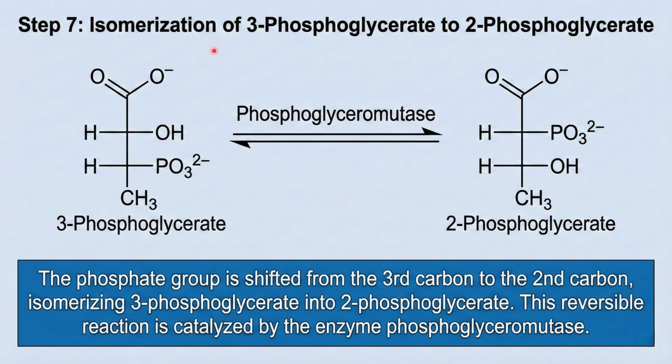The seventh step involves isomerization of 3-phosphoglycerate to 2-phosphoglycerate with the help of the enzyme phosphoglyceromutase. The phosphoglyceromutase enzyme will shift the phosphate group from the third carbon to the second carbon. Phosphoglycero is the compound name, mutase is the enzyme. Phosphoglyceromutase shifts the phosphate group from the third carbon atom to the second carbon atom.